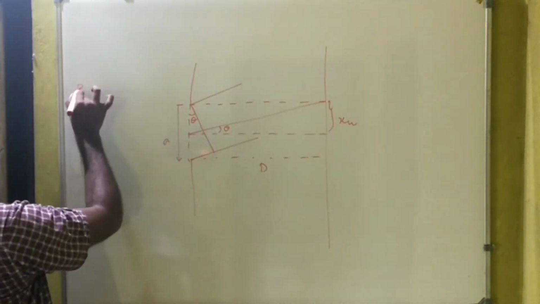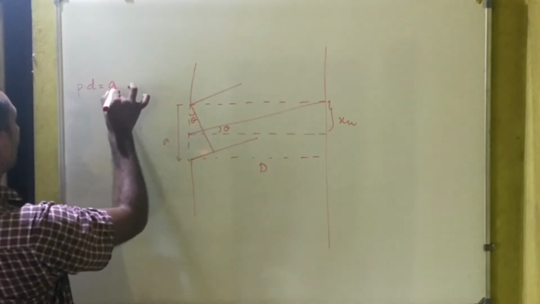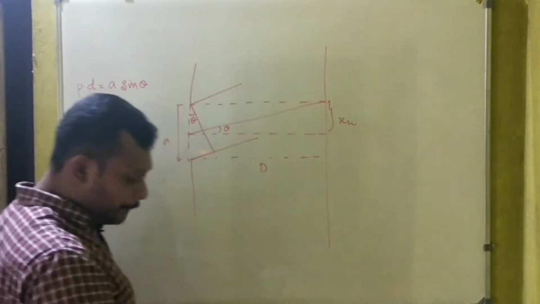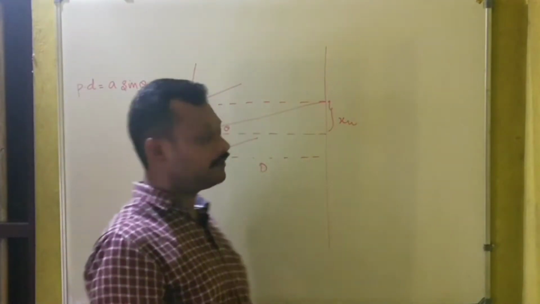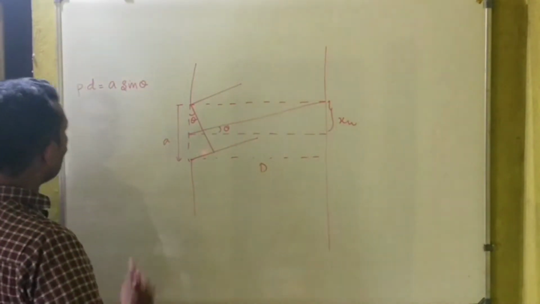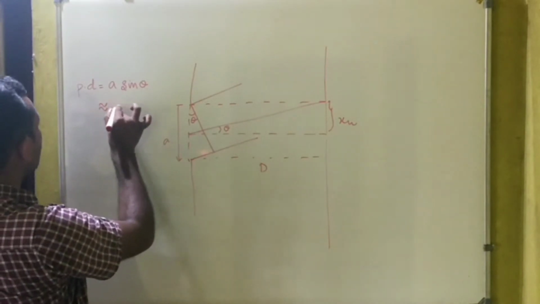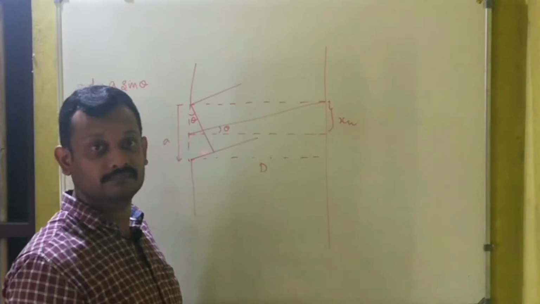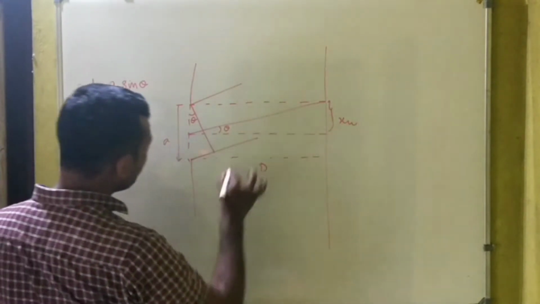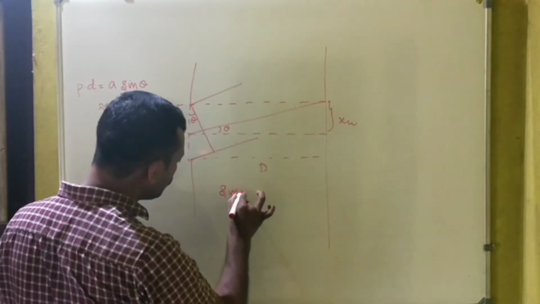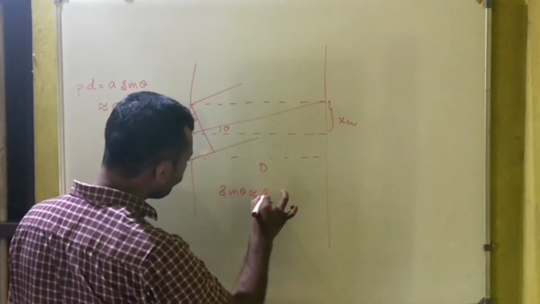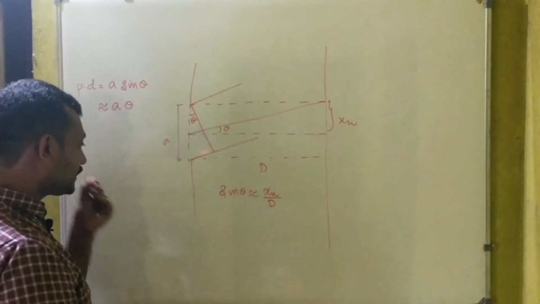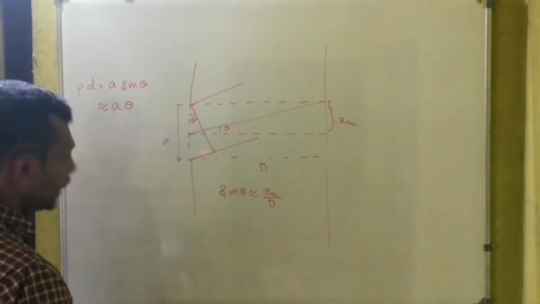What we got yesterday is path difference equal to a sin theta. Now, this can approximately be said as a theta because the angle is very small. Also, looking at the figure, sin theta is approximately xn divided by capital D.